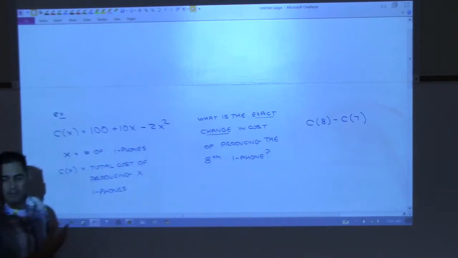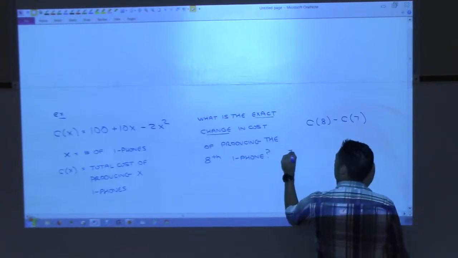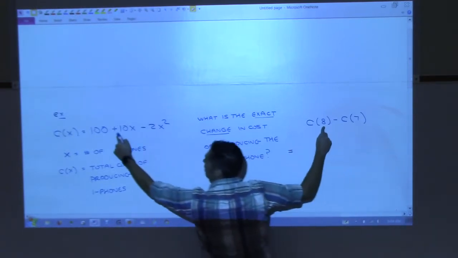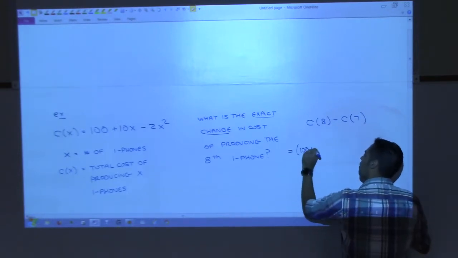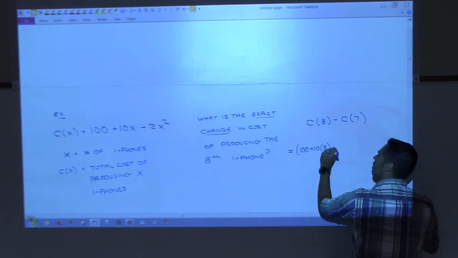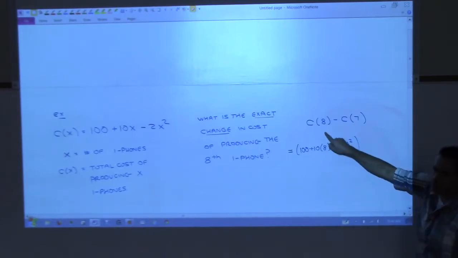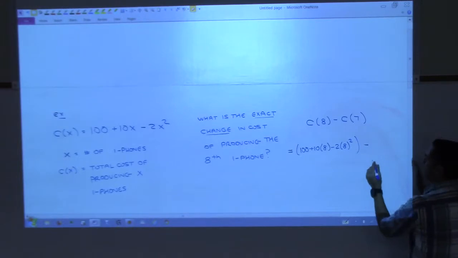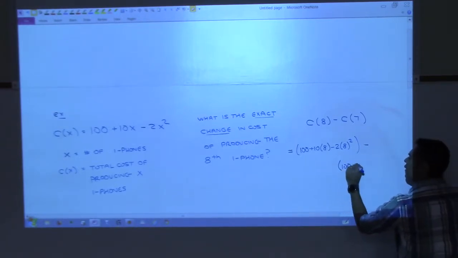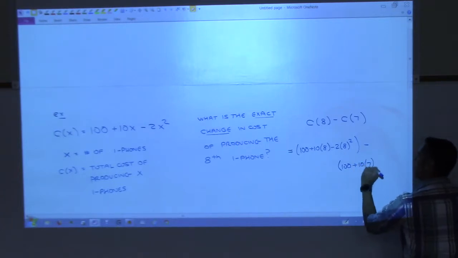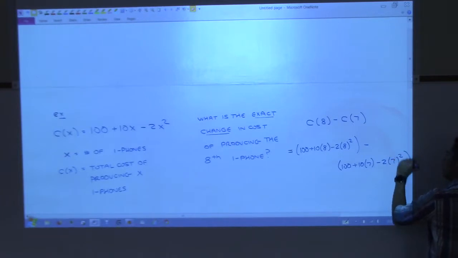That's it. So that means this will be equal to 8 plugged into this. Let me just do that in parentheses. I'm going to do 100 plus 10 times 8 minus 2 times 8 squared. Right? That's the cost of producing 8. And then minus, I'm not going to have enough room here, the cost of producing the 7th, which is 100 plus 10 times 7 minus 2 times 7 squared. Are y'all all with me?